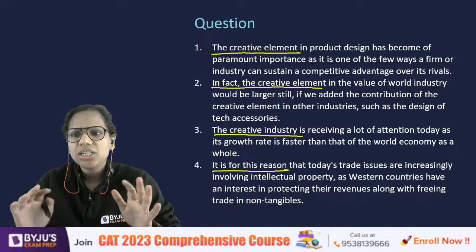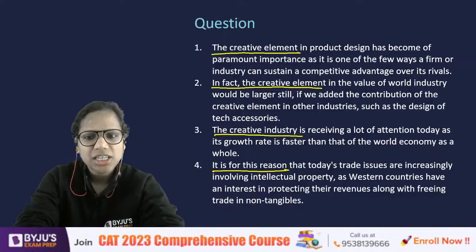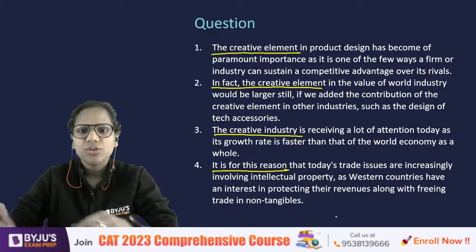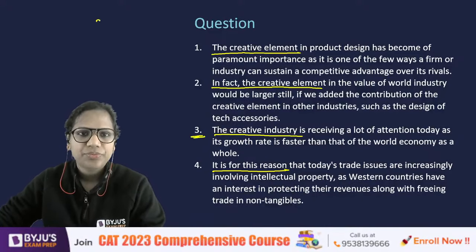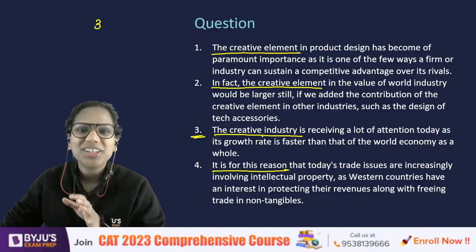Okay, so three is something that we agree on, that three is the opening sentence. You're absolutely right. Three is indeed the opening sentence here. Okay, good. Because it tells me what I am talking about in the rest of the sentences.